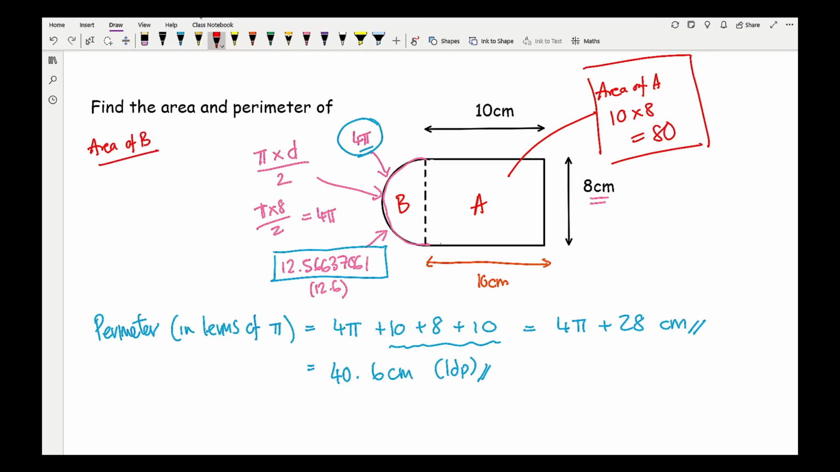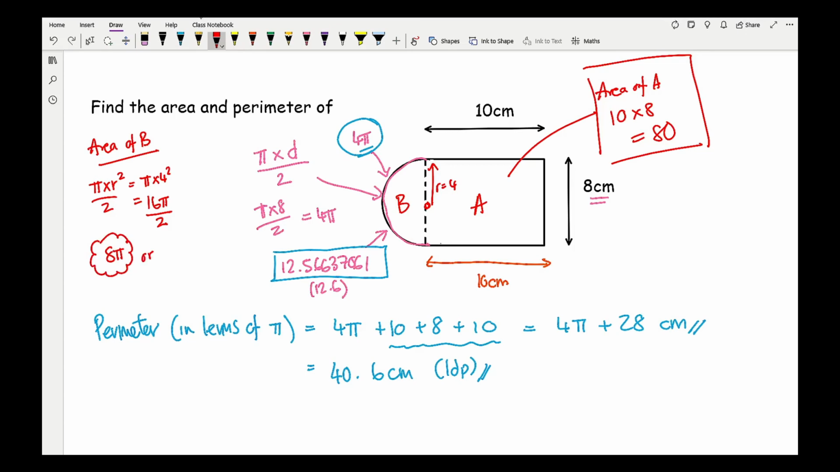Now in terms of B, so the area of B, well, to work out the area of a full circle, that's going to be pi times r squared. Now the radius of this particular circle is going to be 4, so that's going to be pi times 4 squared, which is 16 pi. And then, but I'm working with half a circle, so I need to divide that by 2. So the area of B is going to be 8 pi. Now, I can either use 8 pi if I'm going to write my answer in terms of pi. I've not used my calculator, that's just something I've worked out.